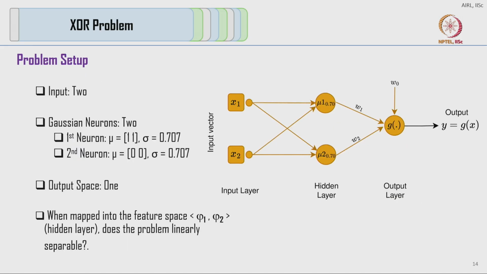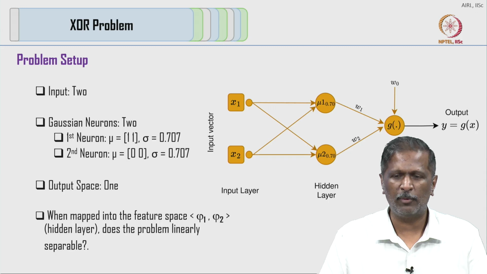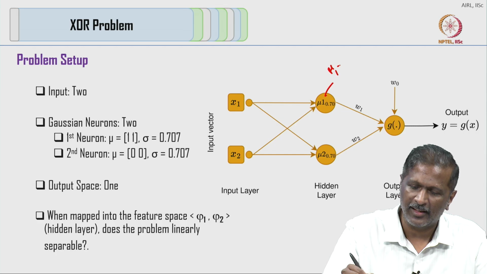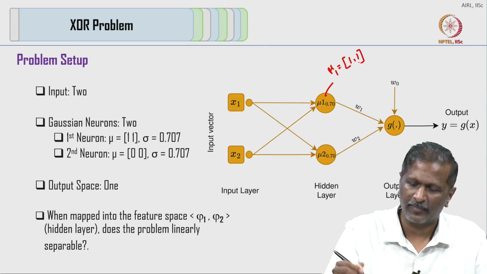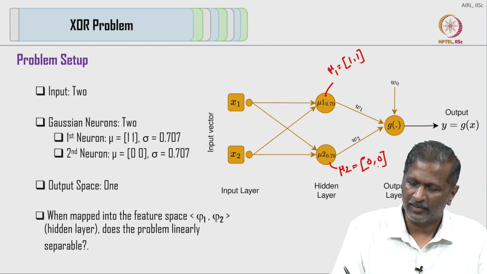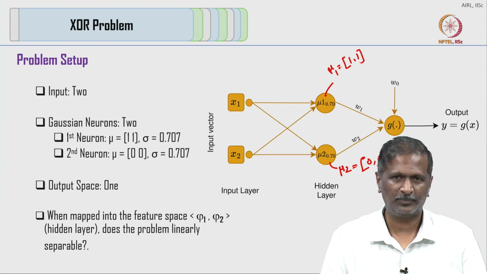So what is the problem here? There are 2 inputs and 1 output neuron. The output layer has a linear activation function, and this is the architecture I am trying to see. Let us say somehow I find the mu and sigma. I gave mu 1, the first neuron center, as 1 comma 1. The mu 2, the center, is 0 comma 0. Both neurons have the same spread, 0.707.